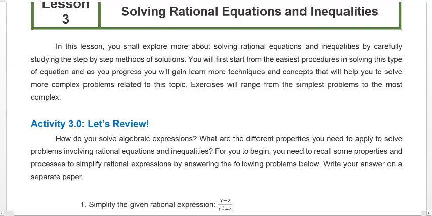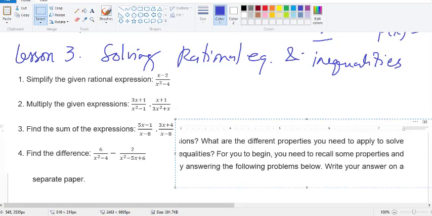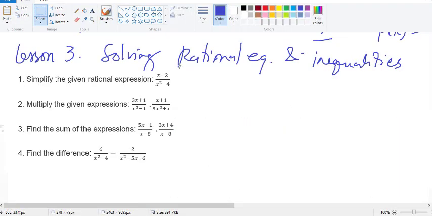Let's review muna. How do we simplify this thing? Okay, sige, sagutan natin to. Let me just copy this one and delete these things. So, sagutan natin tong una. Ang sabi niya, simplify the given rational expression.